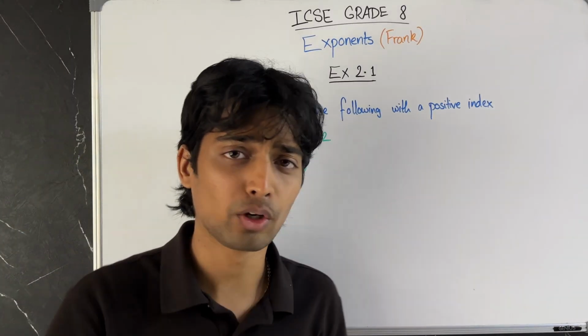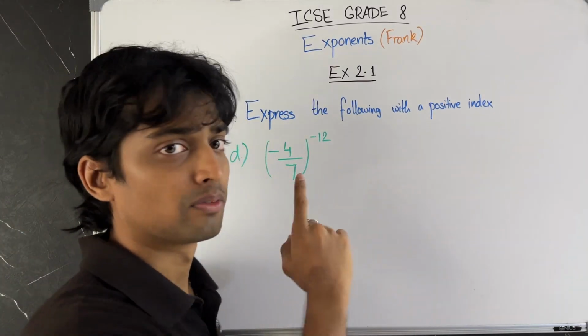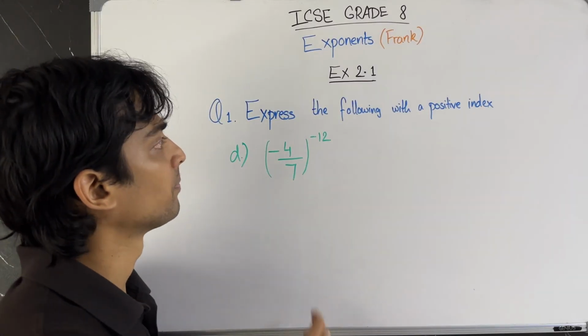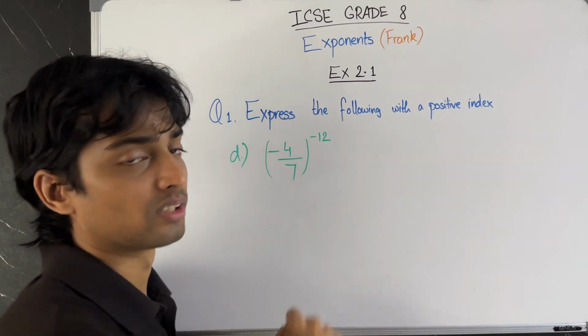Hello guys, we are going to solve all the types of sums from 2.1 exercise from the textbook. Let's start with the first one. Express the following with a positive index.